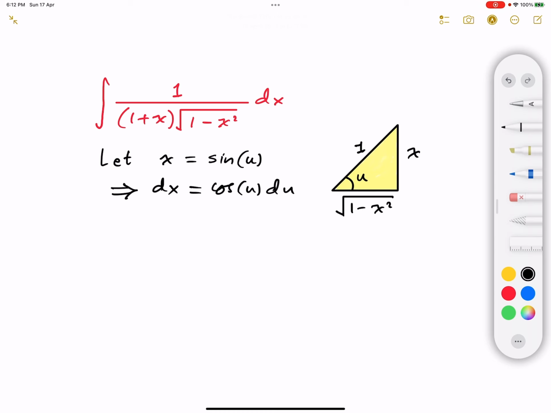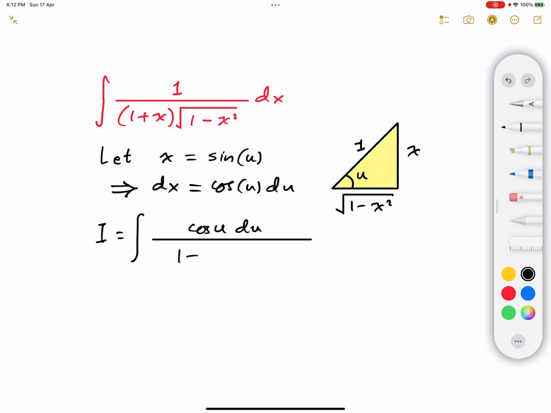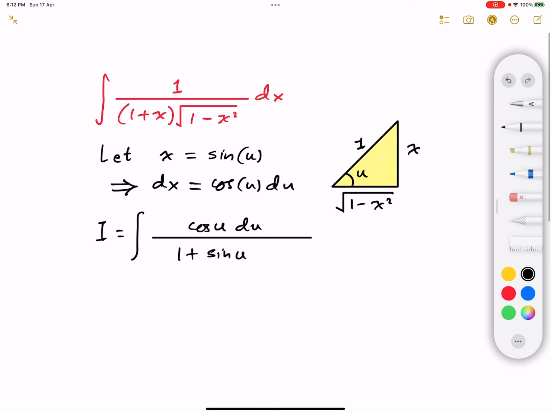Now our integral becomes: dx is cosine u du, so we have cosine u du in the numerator, and in the denominator we have 1 plus x. Now what is 1 plus x? It's 1 plus sine u, and the square root of 1 minus sine squared is cosine squared under the square root, which gives us cosine u. So this is all going to be multiplied by cosine u, and of course du. Now we can notice that we have cosine u in the numerator and cosine u in the denominator, so those are going to cancel out.